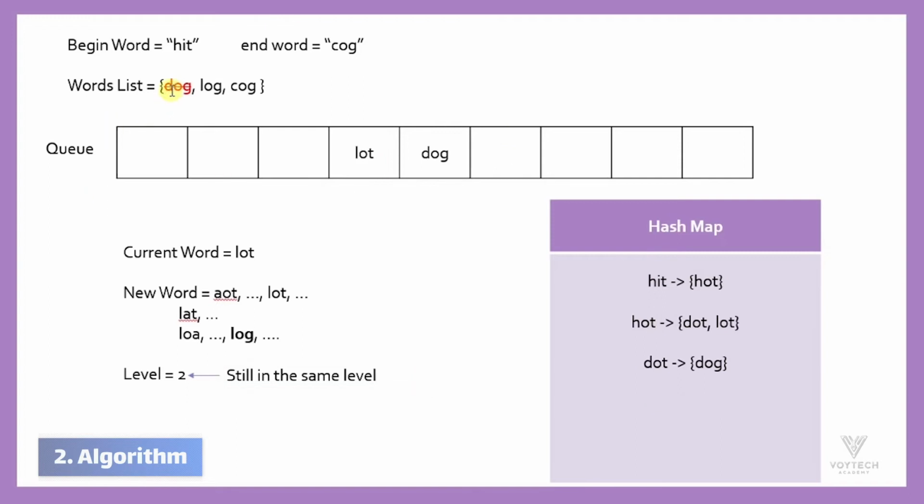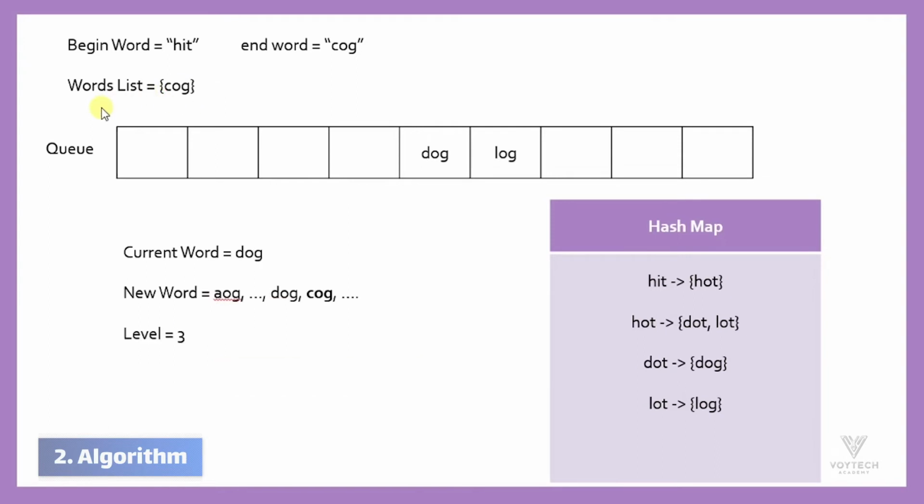Once we've done this, log and log, we're going to actually move on to the next level, which is the third level, and we're going to actually eliminate log and lot. Sorry, log and dot. So here we only have dog in the third level. So the current word is going to be dog, and we're going to go over all the possible combinations for the first letter in the word dog. We get cog out of it, which also exists in the words list. Now here, we're going to store it here and push it to the queue.